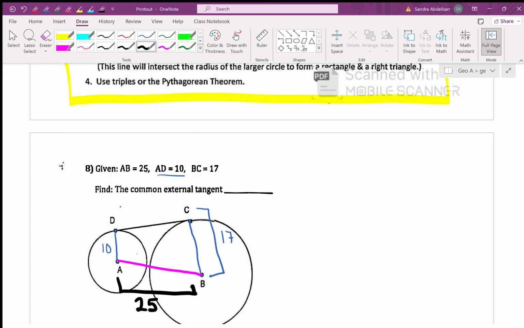All right, are you ready for the step everybody messes up on? Go to the center of the smaller circle. What is the center of the smaller circle? What point? Point A. From the center of the smaller circle, draw a line parallel to the common tangent. So from A, I'm going to draw a line parallel to DC. I'll call this point W.